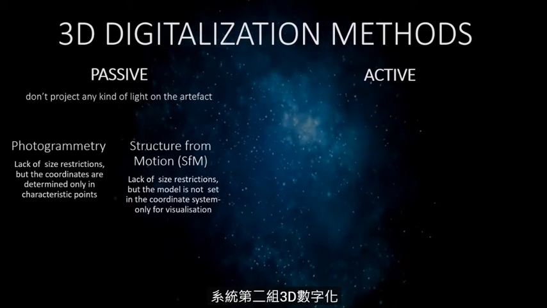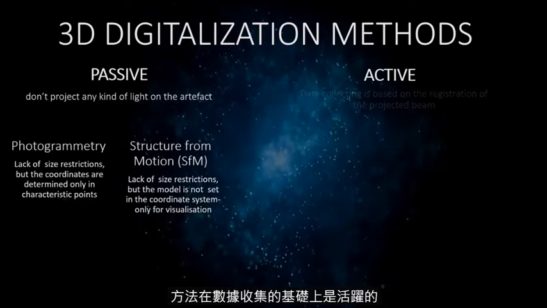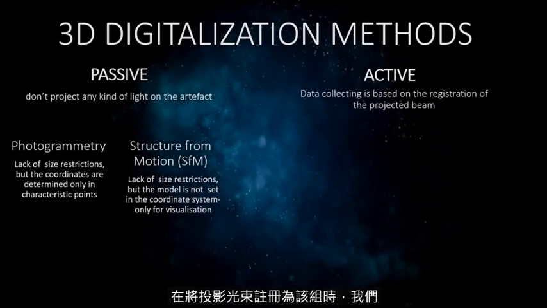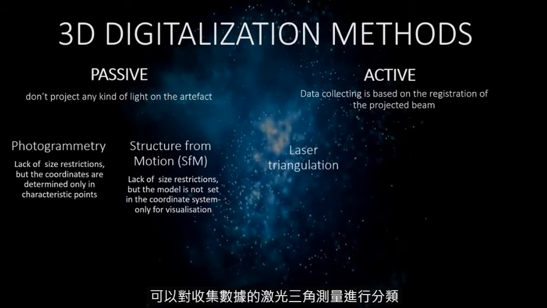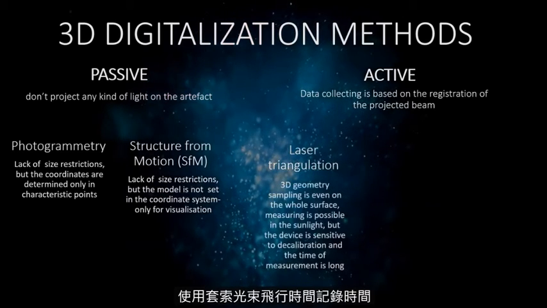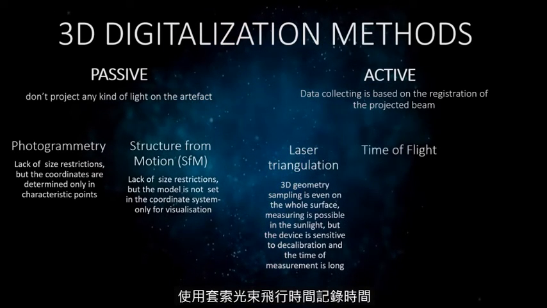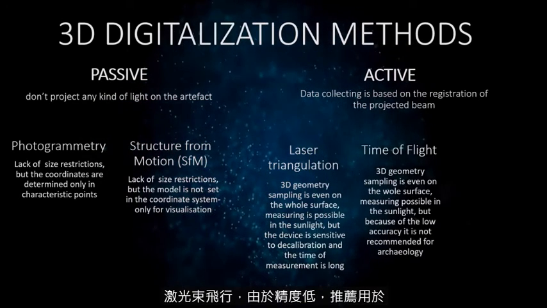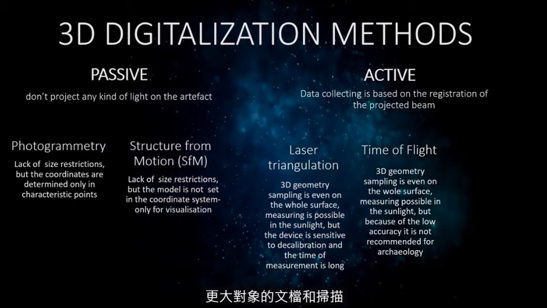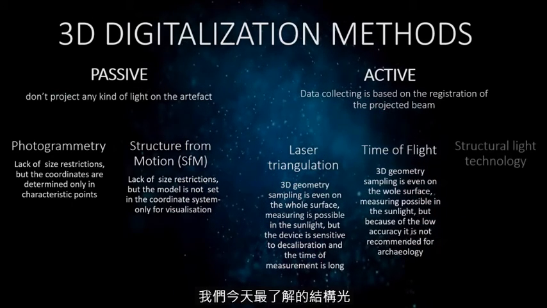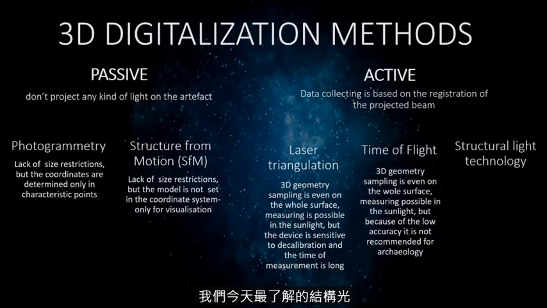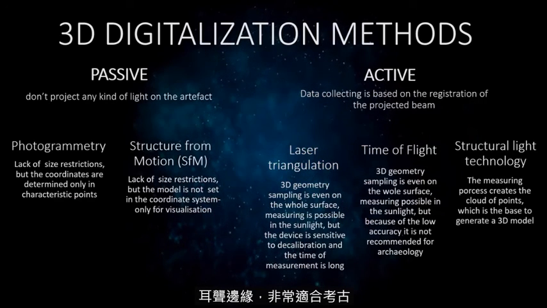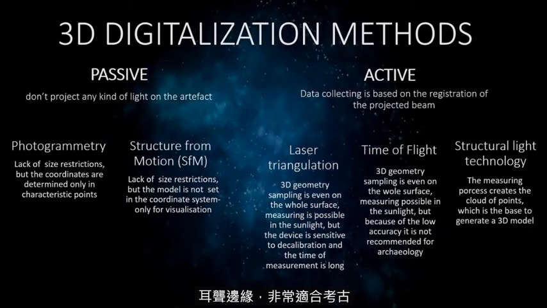The second group of 3D digitalization methods is active, where data collecting is based on the registration of the projected beam. In this group, we can classify laser triangulation, which collects data with the use of the laser beam, time of flight, that registers the time of the laser beam flight and because of the low accuracy is recommended for documentation of bigger objects, and scanning with structural light, which we learned about today, the most accurate of all of the methods, that is based on the projection of the fringes and is perfect for archaeological documentation.